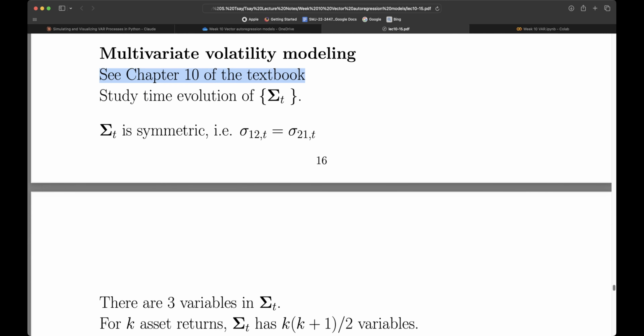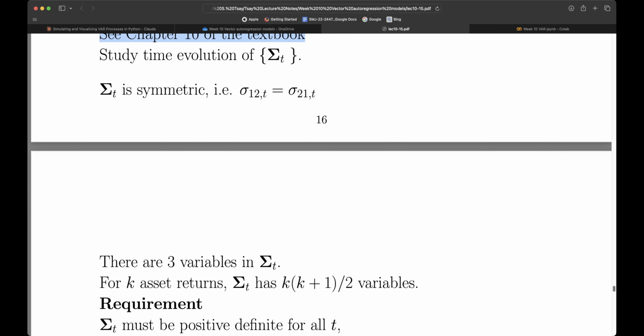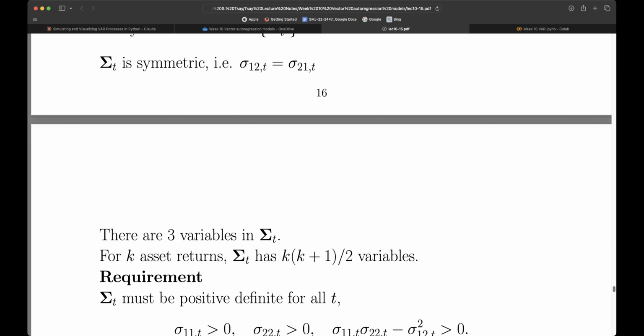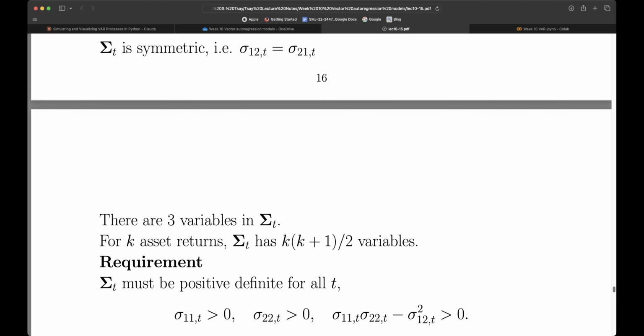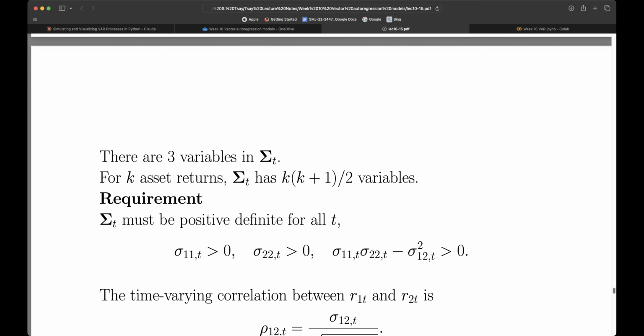Because it's a covariance matrix, Sigma t is symmetric. Sigma 1 2 at t and sigma 2 1 at t should be the same. For a 2 by 2 matrix, there are 4 entries, but because of symmetry, only 3 variables. For k return series, a k by k matrix, including time, it should be k times k plus 1 over 2 variables. Requirement: the covariance matrix sigma t must be positive definite for all t.